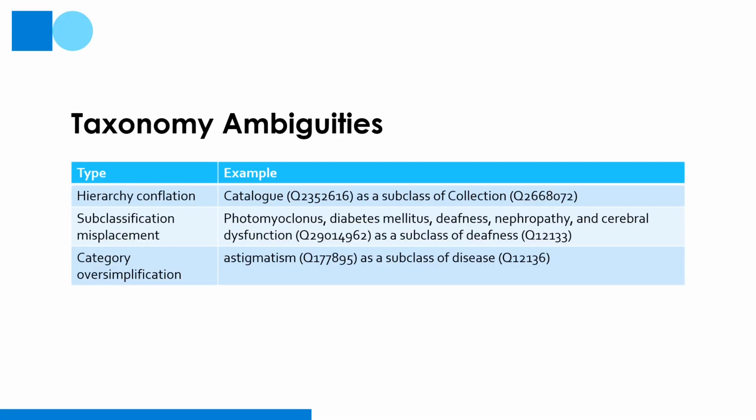Beyond that, there are some taxonomy ambiguities. For example, there are some hierarchy conflations. For example, catalog is not related to collection, two different entities. Actually, they are related using the subclass of property. There is a subclassification misplacement. For example, a syndrome that includes a particular disease is said to be a subclass of that disease, which is actually not true. There is also category oversimplification, when some disease is just made a subclass of disease instead of, for example, setting it as a subclass of lung disease, etc.